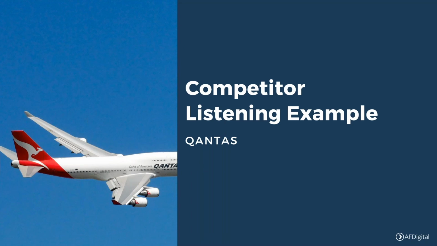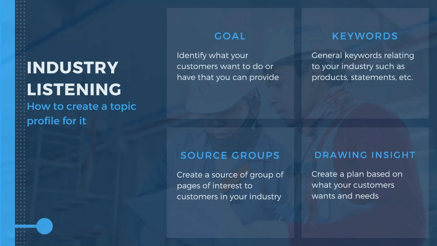That is, so you can compare it with other keyword groups within the competitor topic profile listening. And then lastly, this is more for the industry itself: industry listening, and how to create a topic profile for it. So the goal this time is to identify what your customers want to do or have that you can provide as a business. So in your industry, what can you, as a brand in that industry, provide for your customers? So you want to identify these particular people saying that they want this, or they want that, or they need this, or they need that.